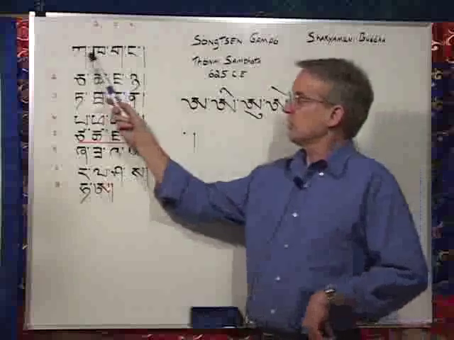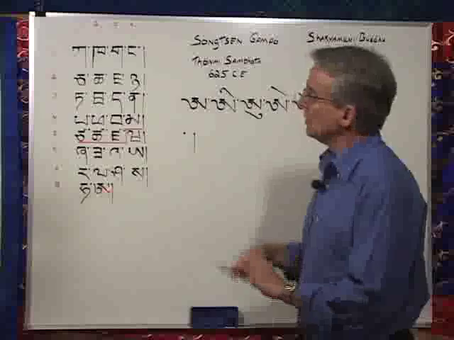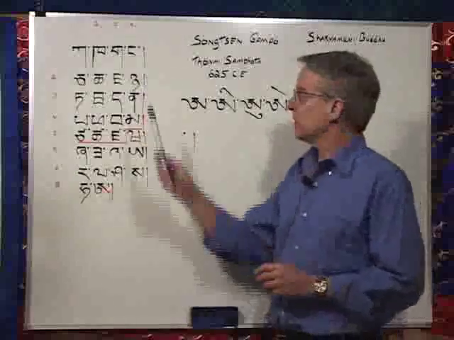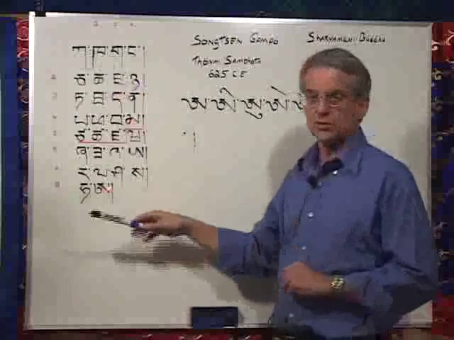So Tibetan is read left to right and top to bottom, just like English. So it's very good to memorize the alphabet, ka through a, the 30 consonants.